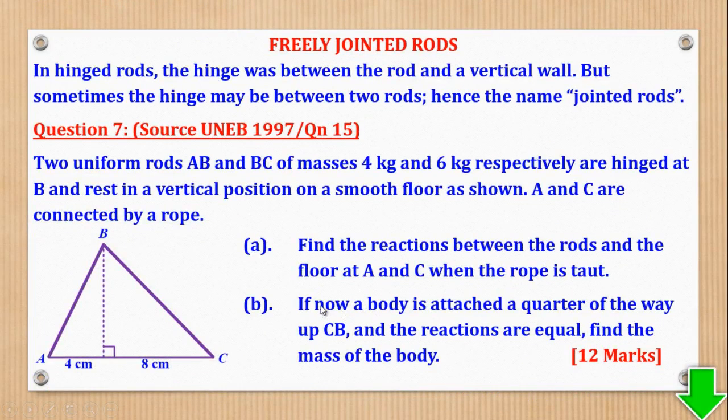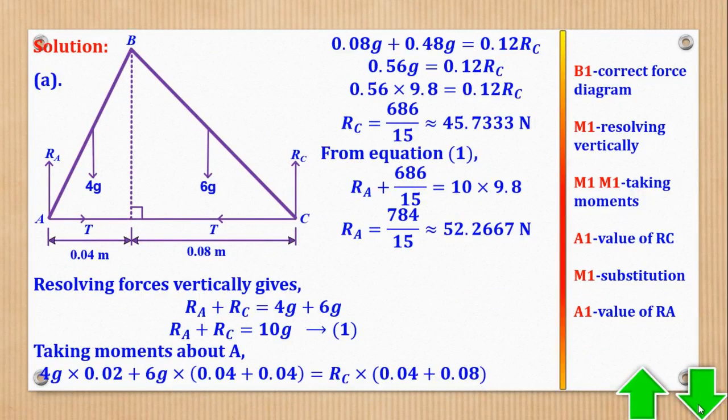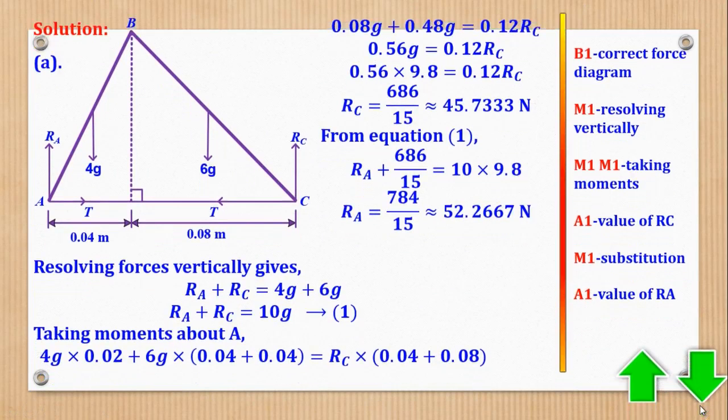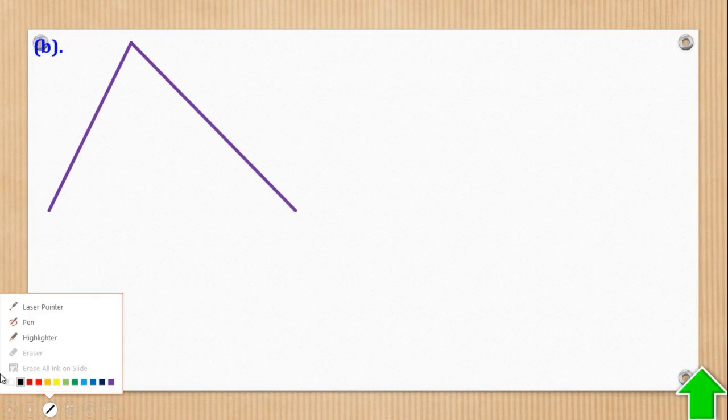So now they told us that, if now a body is attached a quarter way up CB and the reactions are equal, find the mass of the body. That is part B. So that means that we have to draw another force diagram to show that information. So for part B, let's draw another force diagram.